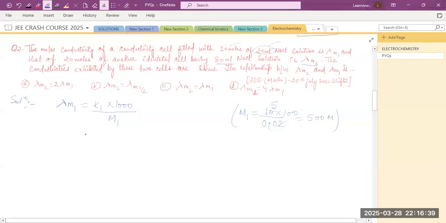Now substitute the value over here. For lambda m1 is equals to K1 into 1000 upon 500, right? So here the relation comes: lambda m1 is equals to 2 K1. Now mark it as equation 1.